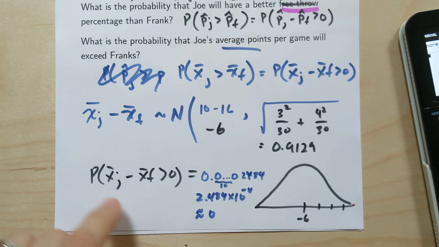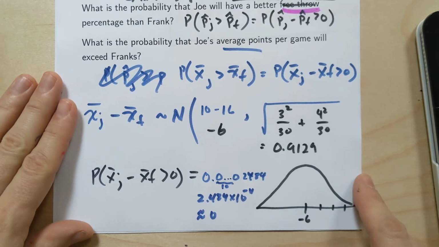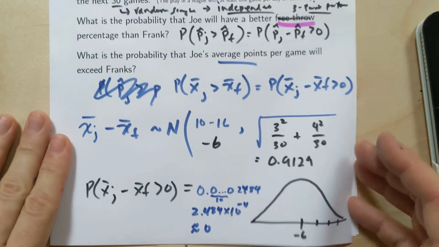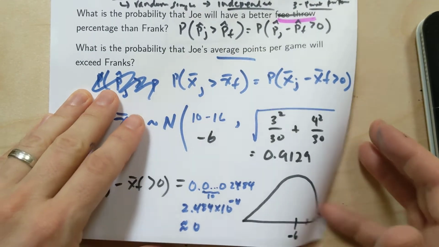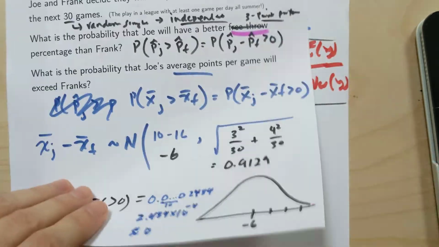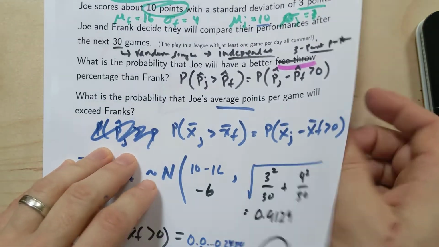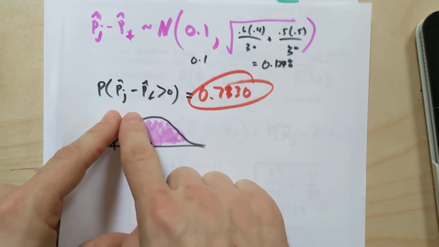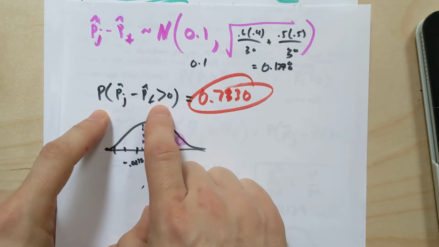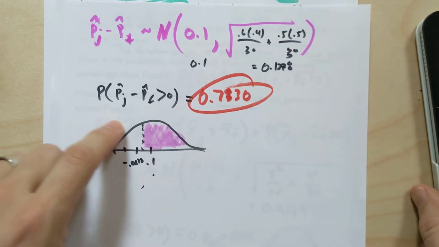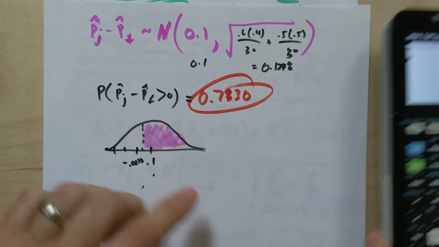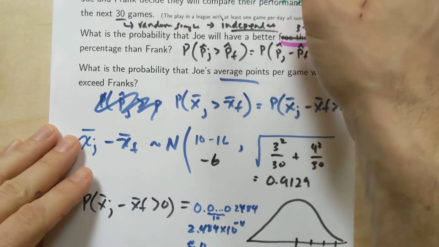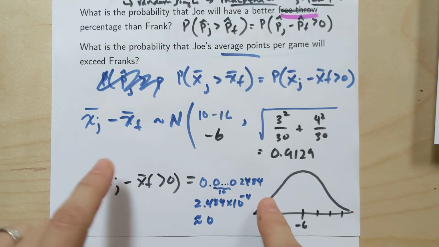There's almost no chance that Joe is going to score more points on average over a course of 30 games than Frank. There's just too much of a disparity. However, there is some chance that maybe Frank could do better than Joe. Remember our other paper? That's over here, right? Remember, the probability that Joe has a better three-pointer percentage than Frank was 78.3%. So the probability of the flip side would be 1 minus that. So there is some chance that Frank might overtake Joe in three-pointers, but there's basically no chance that in terms of their average points per game that Joe will.